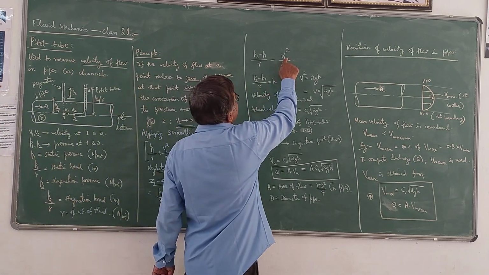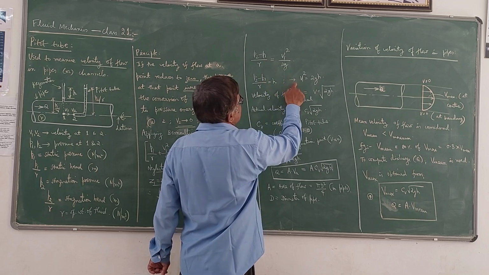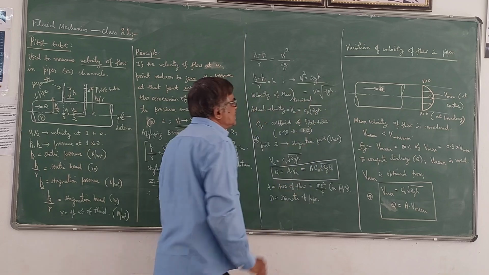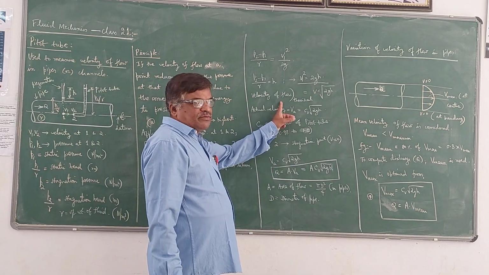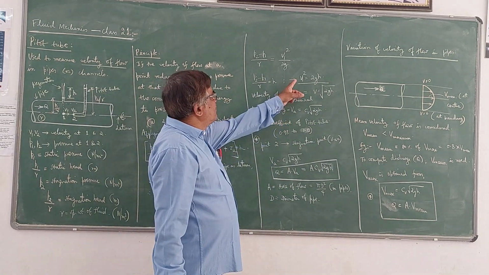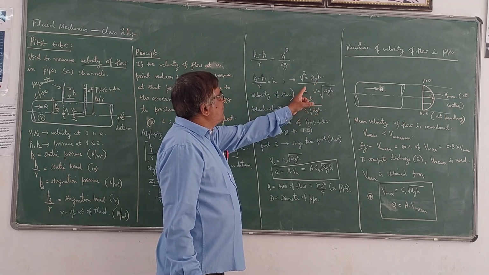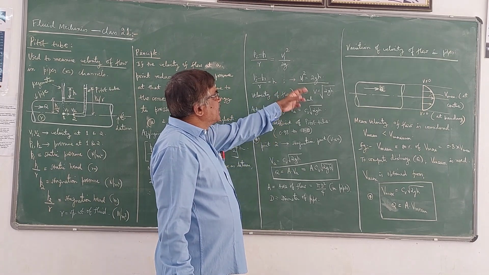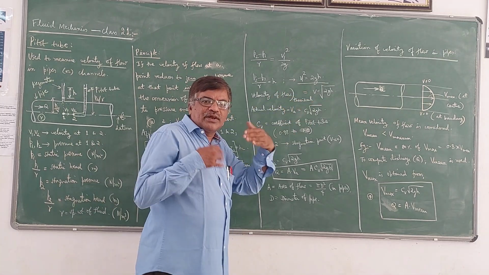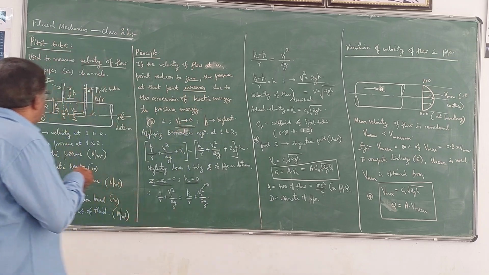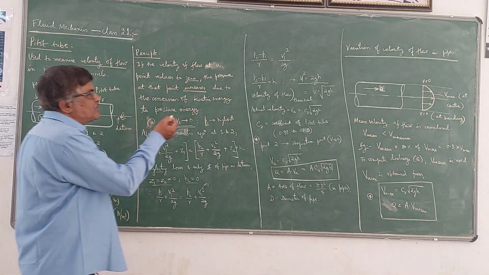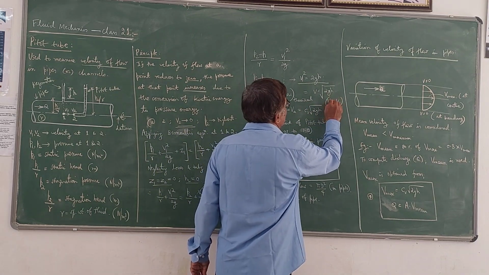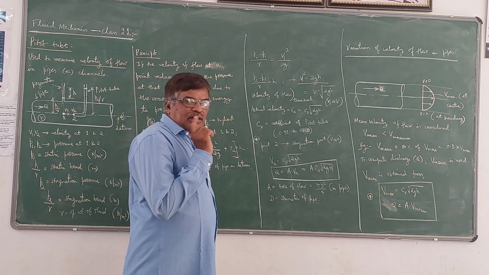So what you can write here is V1 square by 2G is equal to H, or V1 square is equal to 2GH. So this is what you are going to get. This is theoretical velocity because we are not considering any losses. Therefore V1 will be equal to root 2GH. Now this V1 I can take as V because that is the velocity of flow in the pipe. So V is equal to root 2GH, the theoretical velocity of flow.